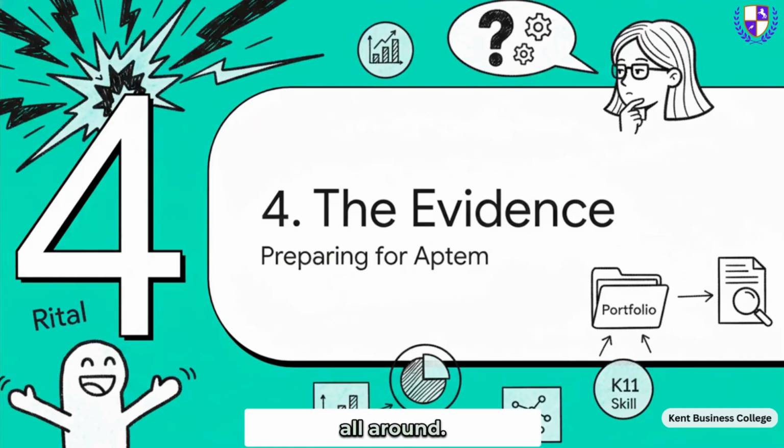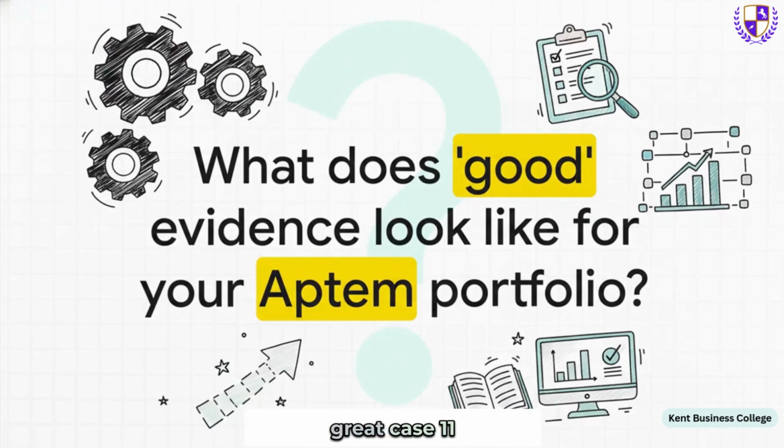High fives all around. But her coach, Olivia, reminds her that it's not enough to just do the work. She also has to prove her skills in her online portfolio. For her apprenticeship, that's on a system called Aptum. So what does a really great K11 portfolio piece actually look like? This is probably one of the biggest questions for any apprentice. Olivia's got some pro tips on how to really showcase your skills and impress those assessors.